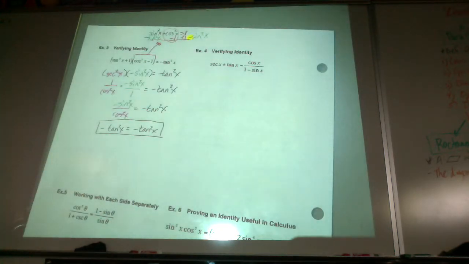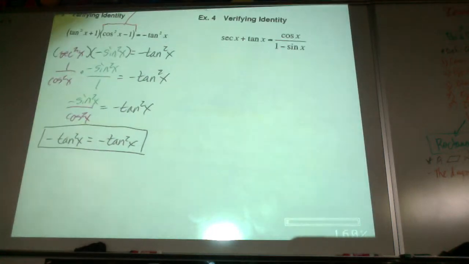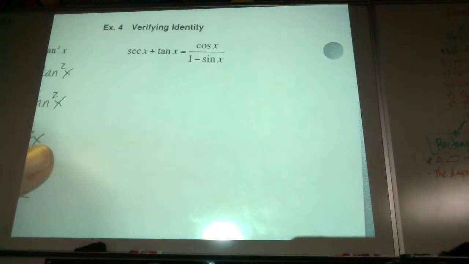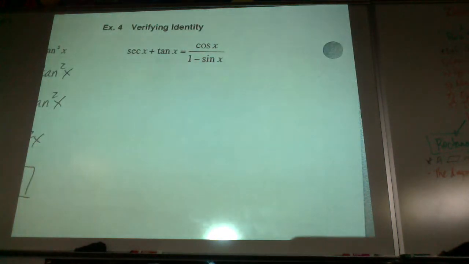Number 4. What side do you think is the more complicated side? The right side actually is, because it's got a fraction. That tends to make it harder. So here's a new strategy for you.